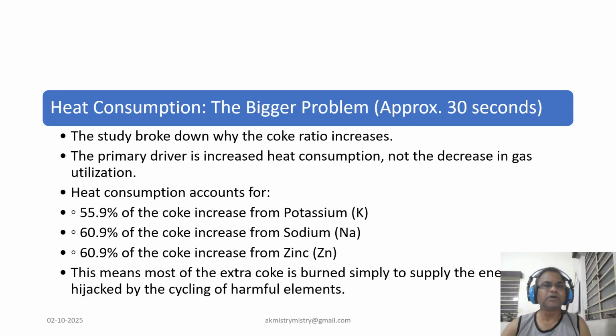The study went a step further and asked why the coke ratio increased. It's mainly due to poor gas utilization or extra heat requirement. The results were clear. The primary driver is the increase in heat consumption. The extra heat consumed by the harmful elements' reactions accounts for 55.9% of the coke increase from potassium, 60.9% from sodium, and 60.9% from zinc. This means that over half of the extra fuel is burned just to supply the energy that is being hijacked by this vicious cycle.